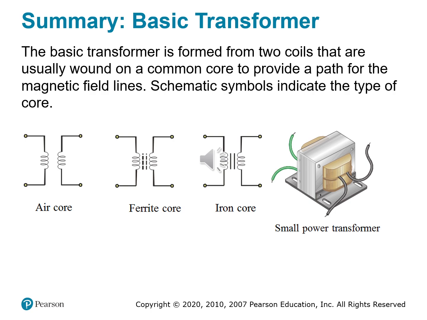Let's look at the three types of core structures shown here. We have the air core transformer. Just two coils in space, no shared magnetic material, lightweight but weak coupling, a very, very low K. Used in radio frequency applications where magnetic loss is less critical.